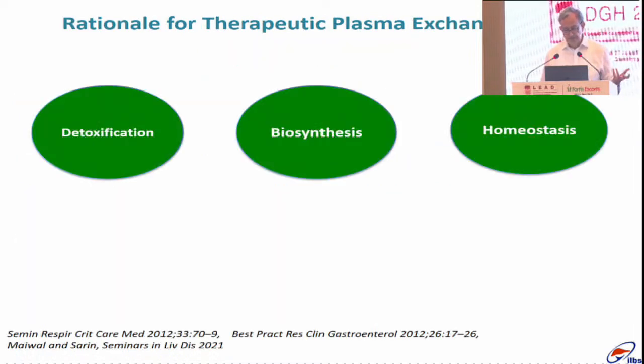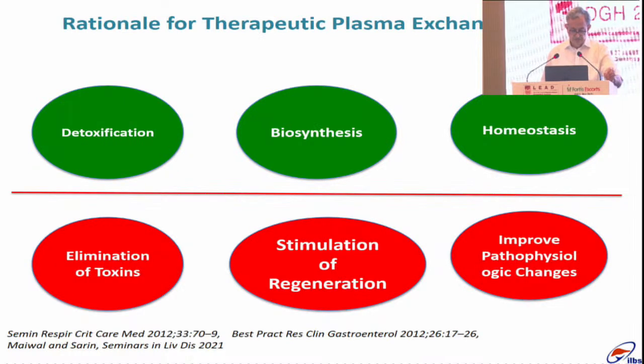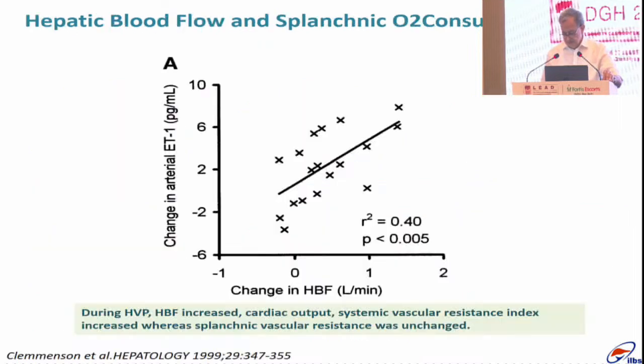So, why should we do plasma exchange? Detoxification, biosynthesis, homeostasis. So, you remove toxins, you get some regeneration. This is a thought which is not correct also. And homeostasis. Now, hepatic blood flow and splanchnic oxygen consumption.